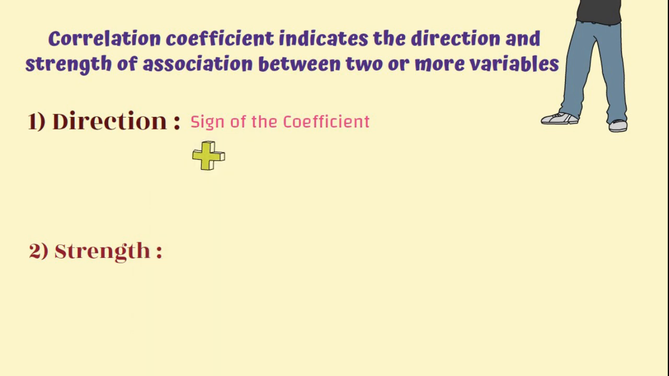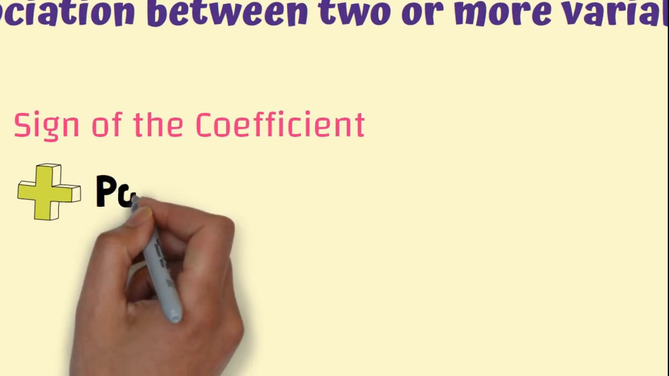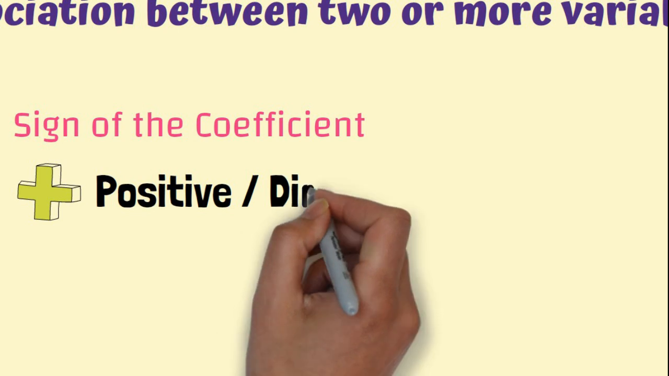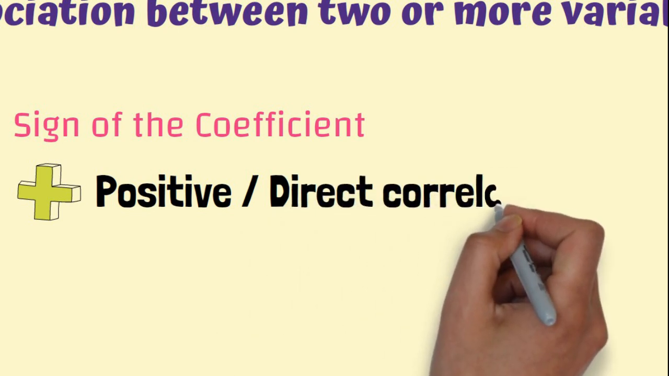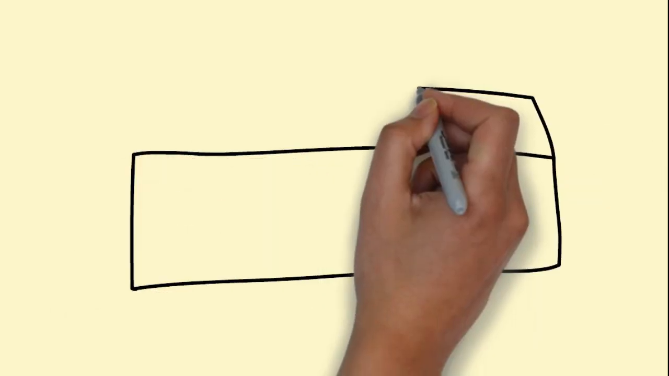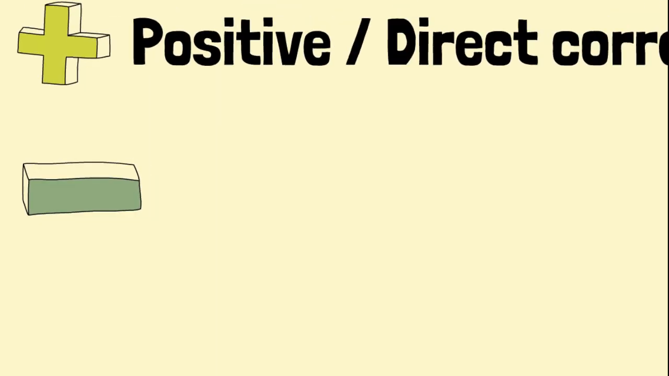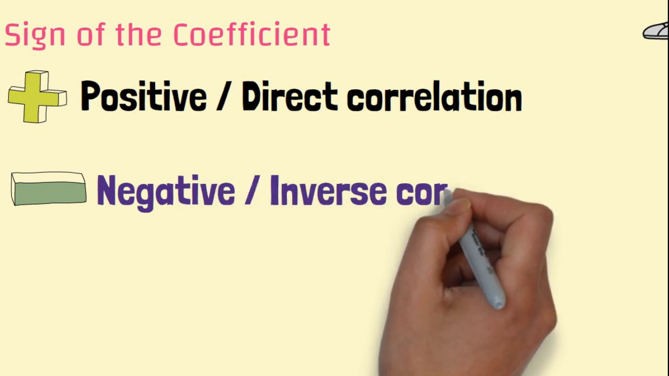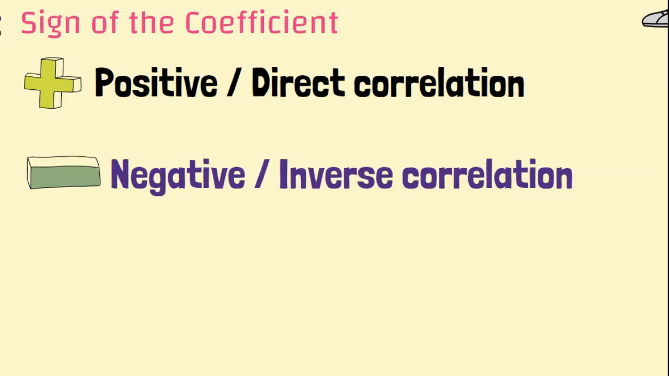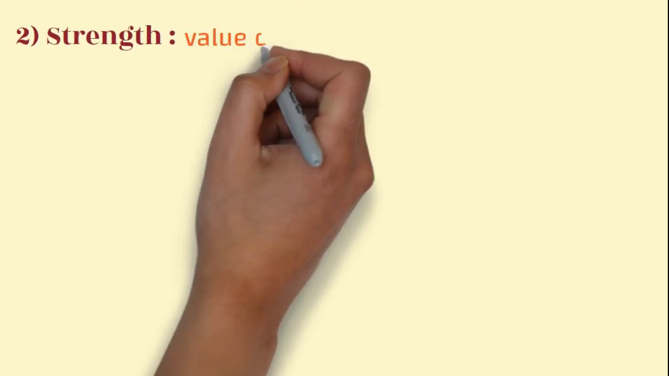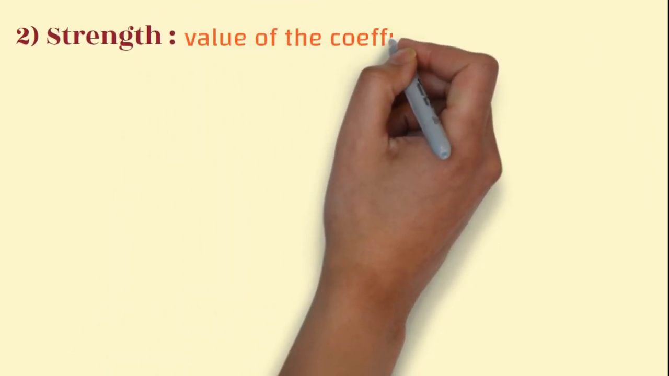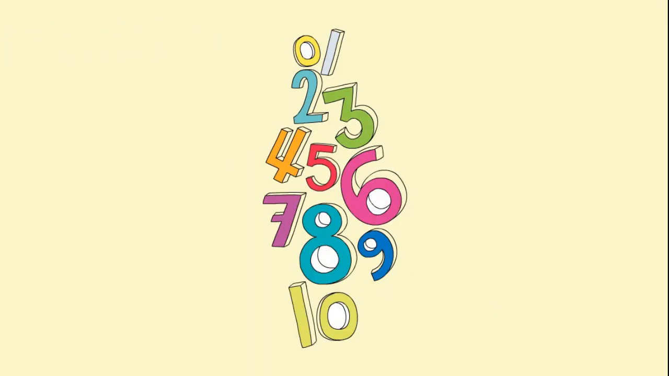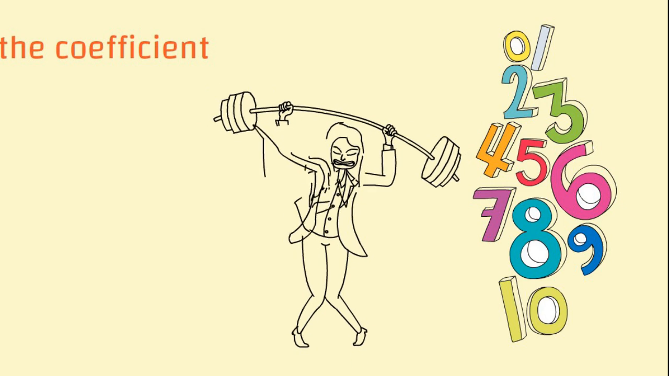If the sign is plus, then we call the relationship as positive or direct correlation. On the other hand, if the sign is minus, then we call it as negative or inverse correlation between the variables. The strength of association is signified by the value of the coefficient itself. Higher the value, stronger the relation.